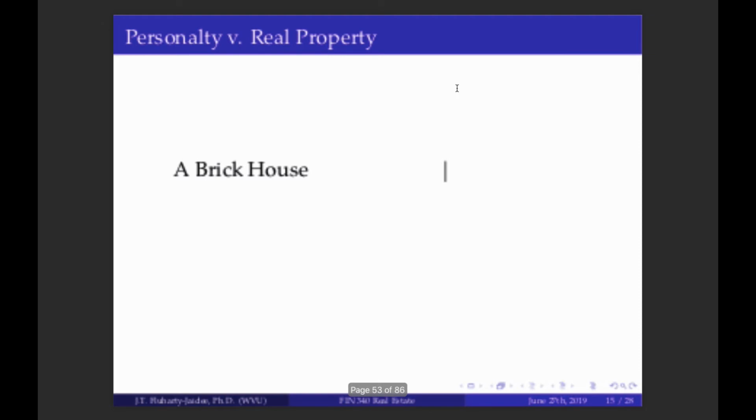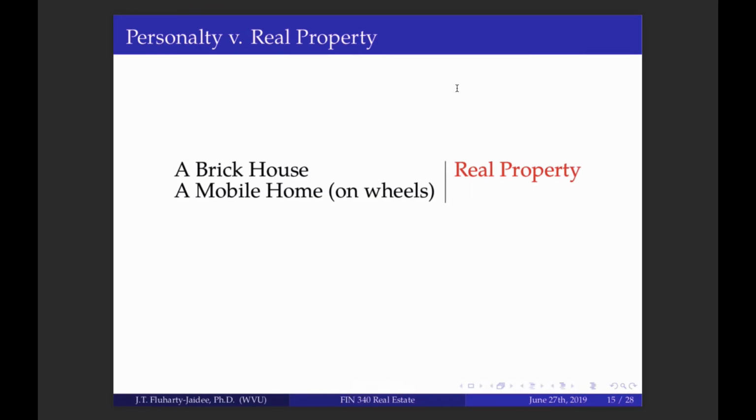Okay? So as the example we had before is a brick house. Is that personality or real property? Well, if you sit there and you think a brick house is situated and connected directly onto the land. Okay? Its foundation is built into the land itself. Then it is affixed to the land, so it is real property. A mobile home that is on wheels. This one seems like it is affixed to the property, but it is in fact not. It is also movable. Despite the fact that it is a home, under real estate law, it is considered personality.